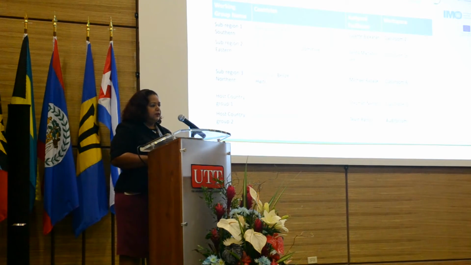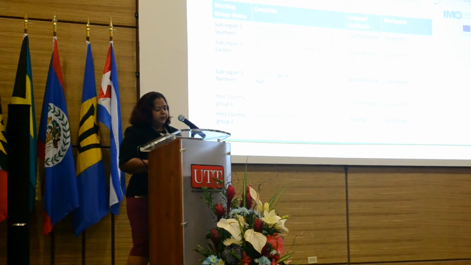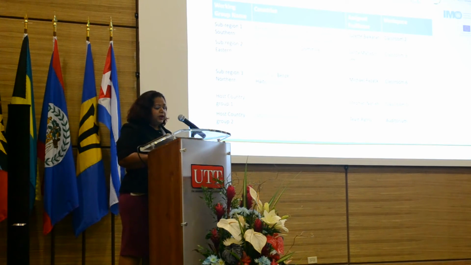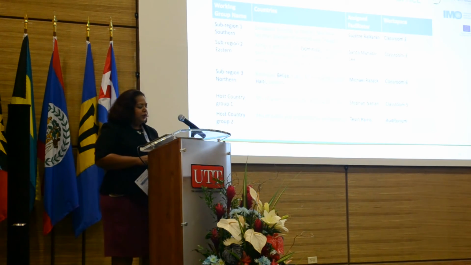Sub-region 2 is the Eastern Caribbean: Antigua and Barbuda, Grenada, St. Kitts and Nevis, St. Lucia, St. Vincent and the Grenadines. Unfortunately, our colleagues from Dominica weren't able to join us, but the rest of us will be composing the Eastern group, or Sub-region 2, and I will be your assigned facilitator. Sub-region 3, which is Northern, has Bahamas, Cuba, Dominican Republic, and Jamaica. Likewise, our colleagues from Belize and Haiti were not able to be with us, but the rest of us will represent. Michael Razak, Michael, you can just stand and let them have a look at you, will be your assigned facilitator.